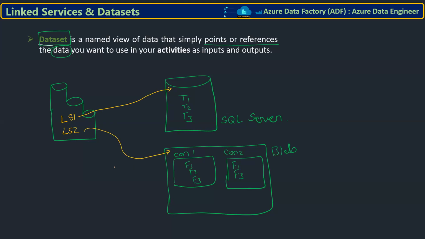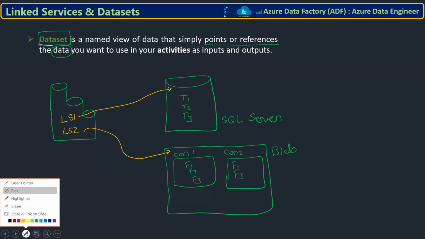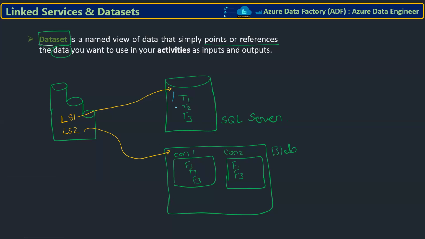But I want to read the data of this table. I want to write some data into this table. I want to access some stored procedure. I want to access a few other objects of the database. I want to read the file data. I want to write some data as a CSV file. So who is the next one? The dataset is going to take care of that. So this is linked service and this is dataset.